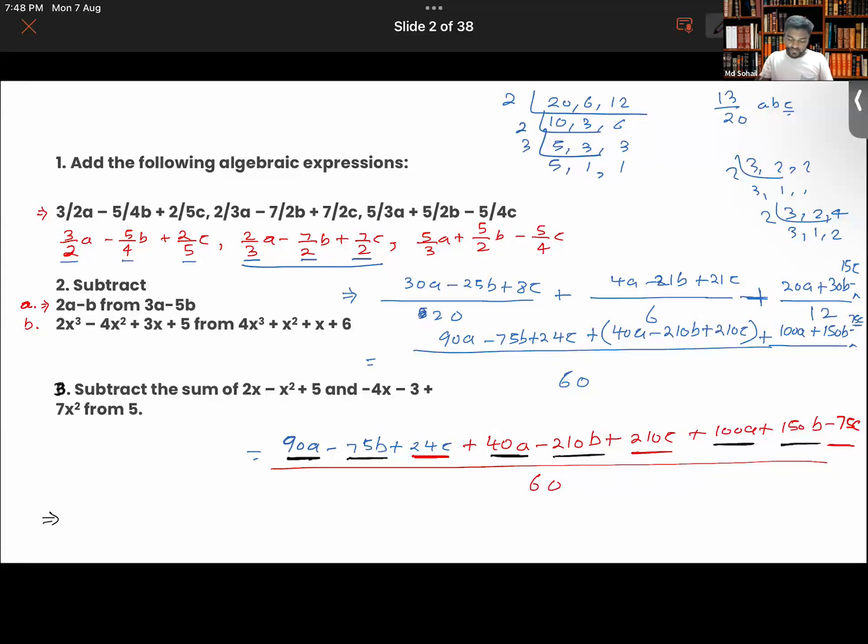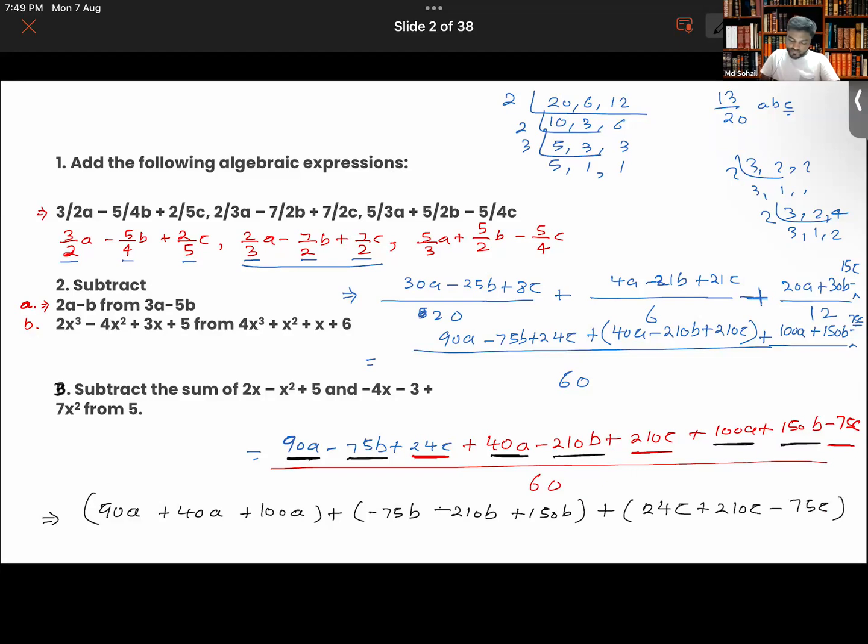All right, guys. So 90a, plus 40a, then plus 100a needs to be written together. Then you have the b term, the term with the b variable. So minus 75b, then you had minus 210b and plus 150b. Okay, while I'm writing it down, you guys quickly do the calculations. Then you had 24c now. Just tell me.